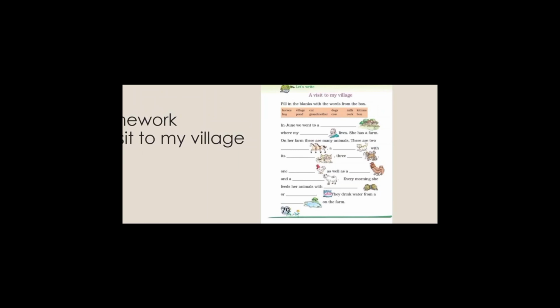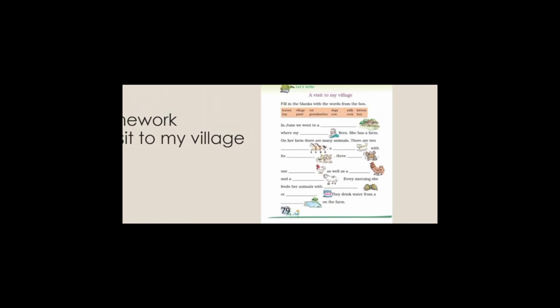Where my blank lives, there's an old woman, a picture of an old woman. It's a grandmother, so you will write grandmother lives. She has a farm. On her farm, there are many animals. There are two blank. They are horses. So you will write, there are two horses.